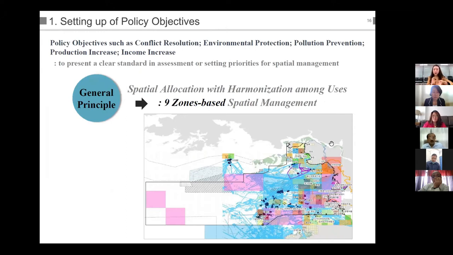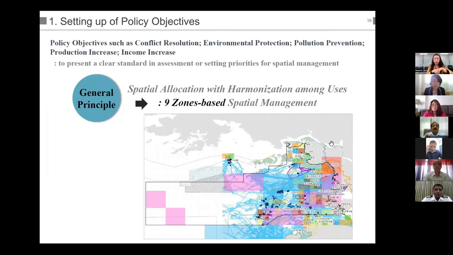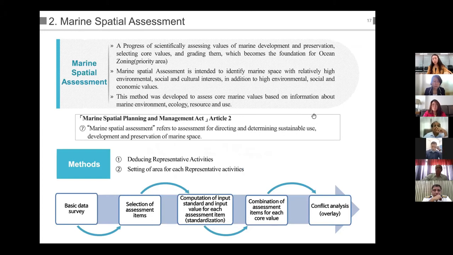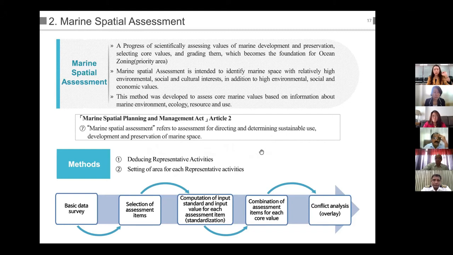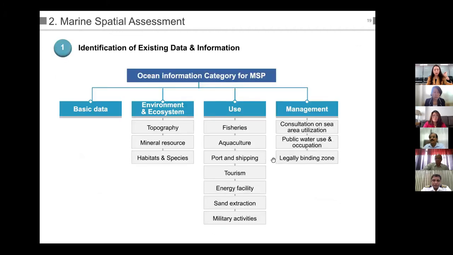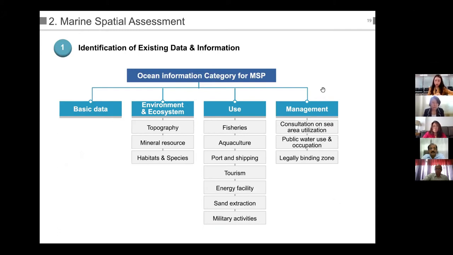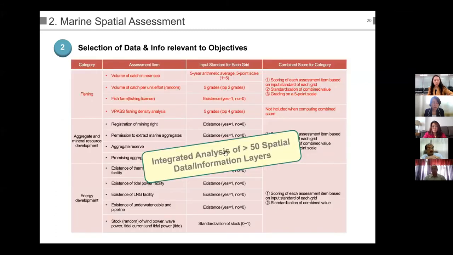The reason why this is done first is because we don't want to have any conflicts of priorities or overlap of activities. If that happens, then we want to know which activity or which purpose should come first. So that's why we do this kind of prioritization activity first. And we have this scientific assessment called marine spatial assessment to understand the actual priority of that region. For the marine spatial assessment, there are different kinds of data, and the first thing we need to do is to identify what are the data that we can acquire.